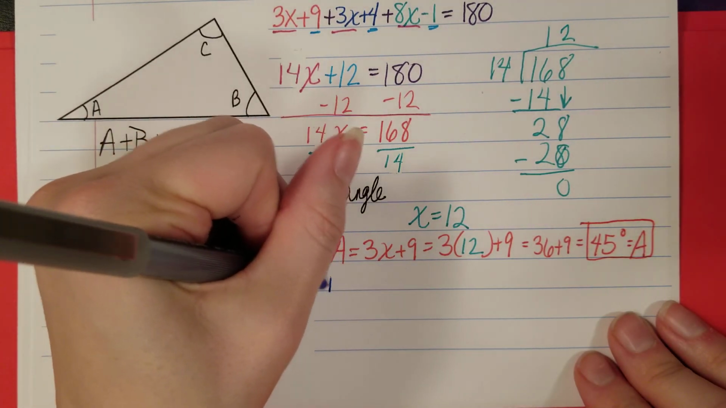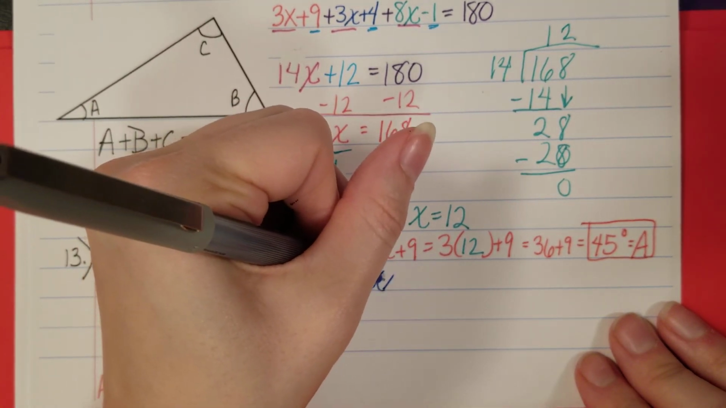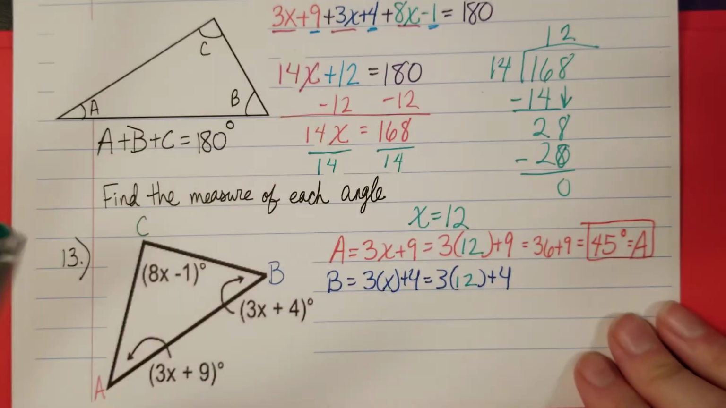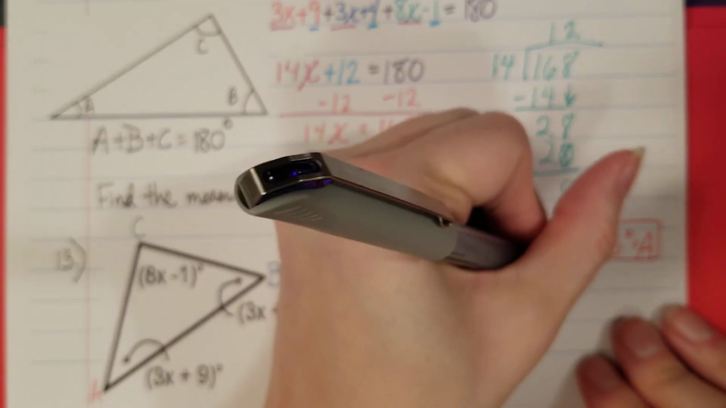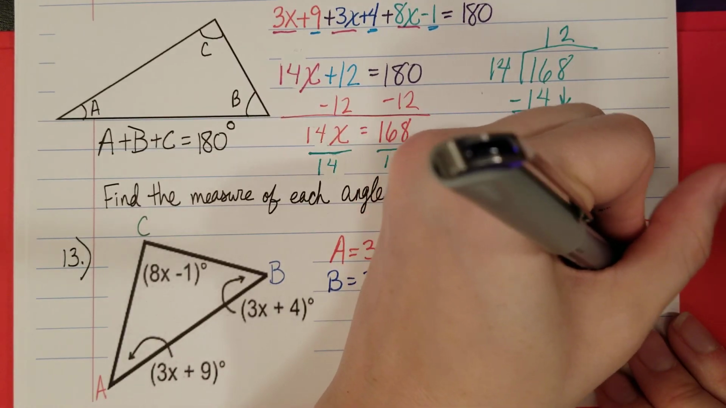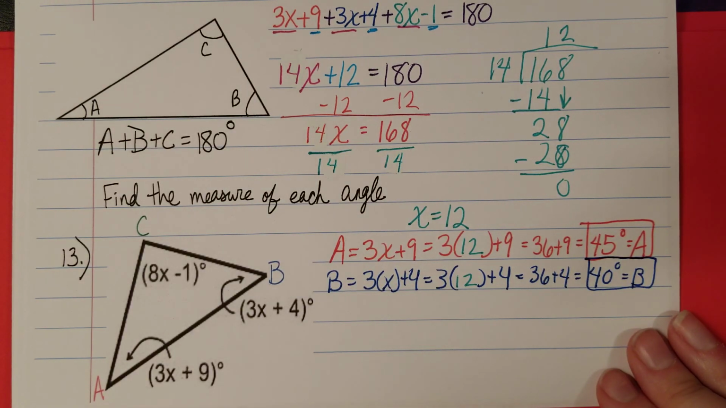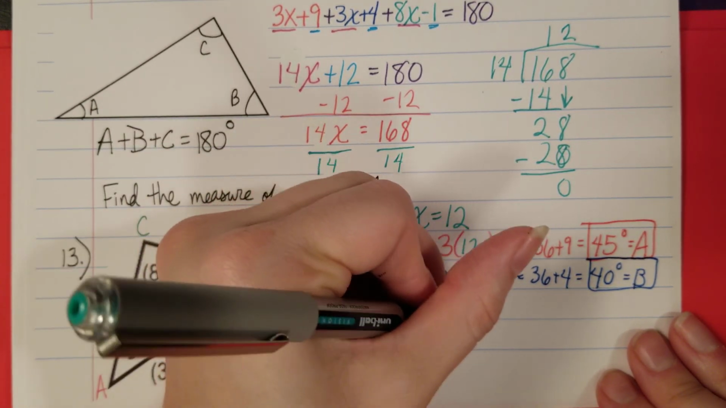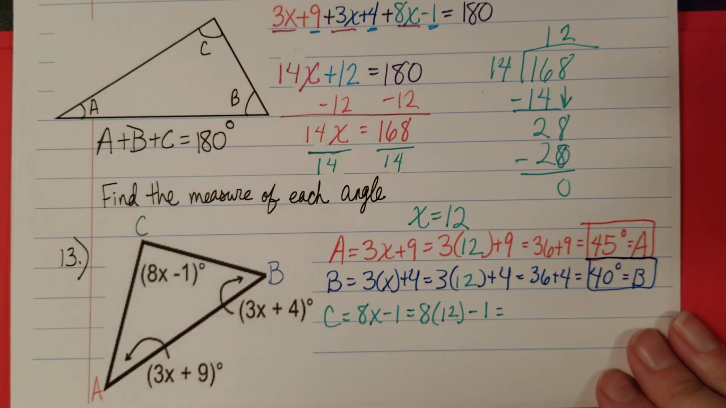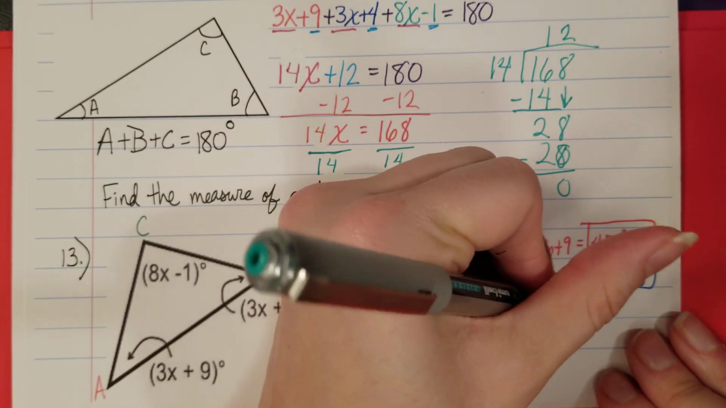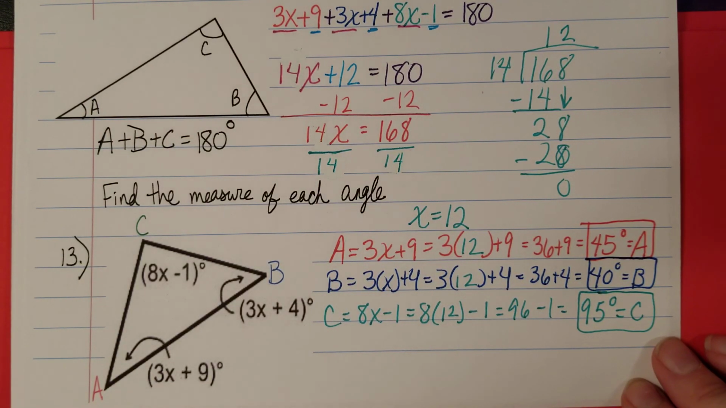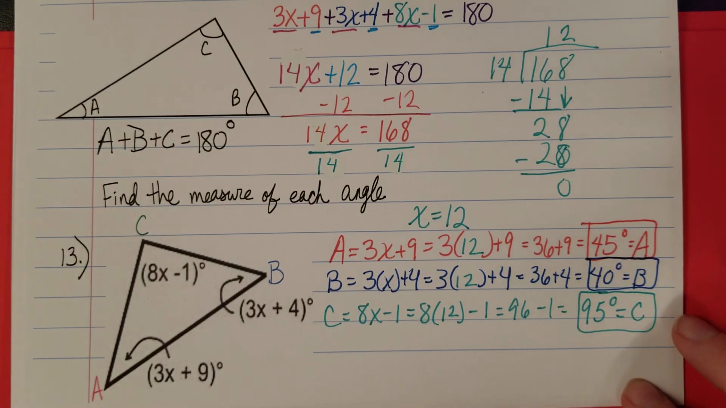And then angle B was 3x plus 4. So 3 times 12 is 36. 36 plus 4 is 40. So angle B is equal to 40 degrees. And then angle C was equal to 8x minus 1. So 8 times 12 minus 1. Okay, so that's 96 minus 1, which is equal to 95 degrees. That's angle C. Okie dokie. And if you add those up, you'll see that that does in fact add up to 180 degrees. All right. The end.